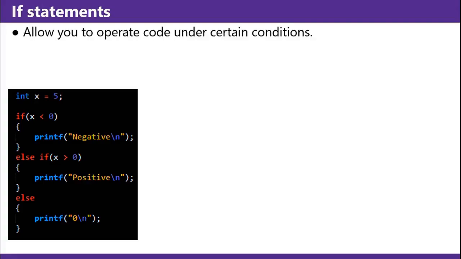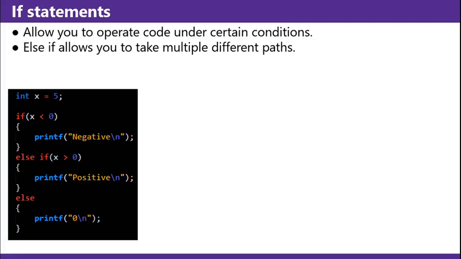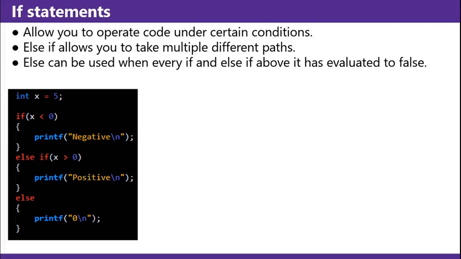If statements. Allows you to operate code under certain conditions. Else if allows you to take multiple different paths. Else can be used whenever the if and else if above it have evaluated to false. In this example, you have the number 5. If it's less than 0, you print out negative. If it's greater than 0, you print out positive. And otherwise, it's 0. So in this case, 5 is greater than 0, so you'd print out positive.